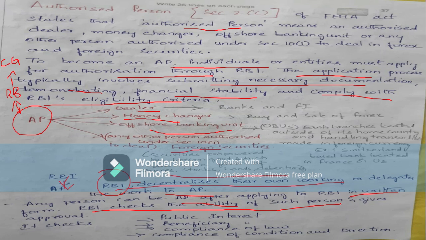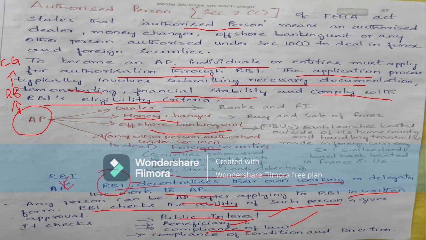What aspects will the RBI check regarding the ability of such a person? It will see the public interest. Public interest means the person who applied to be an authorized person, does that person have public interest? Does he have a social responsibility, is he looking for the welfare of society? First and foremost, that will be seen. And beneficiary: does that person work for his self-benefit or for society, RBI will check. And compliance of laws: according to the Reserve Bank laws, rules and regulations, does the person who applied comply with them?